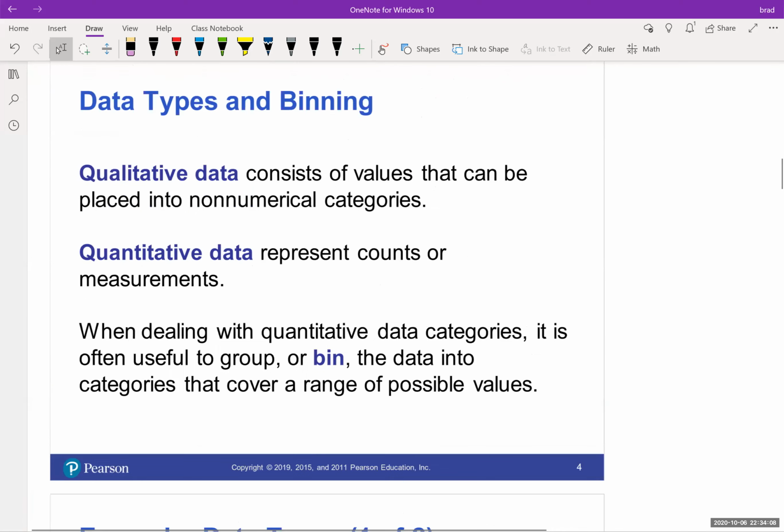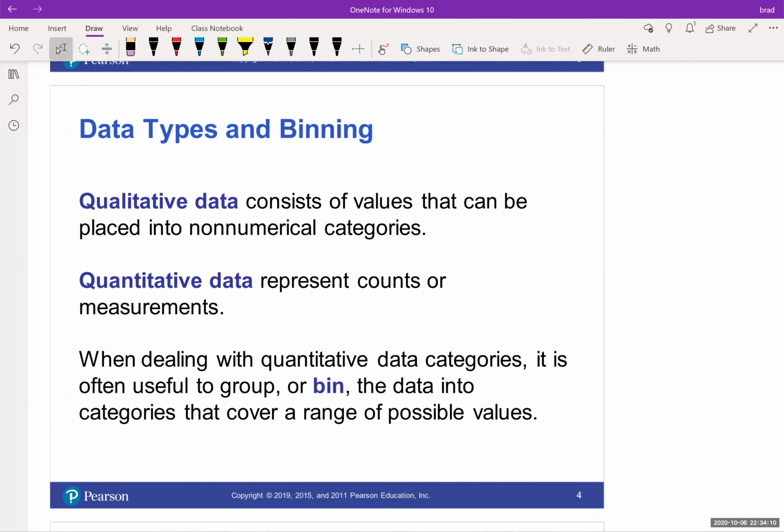Okay, so it says types of data and binning. So qualitative data consists of values that can be placed into non-numerical categories. So qualitative data is data values like red eyes or blue eyes, green eyes, hazel eyes. So that's qualitative data. Okay, quantitative data represents counts and measurements.